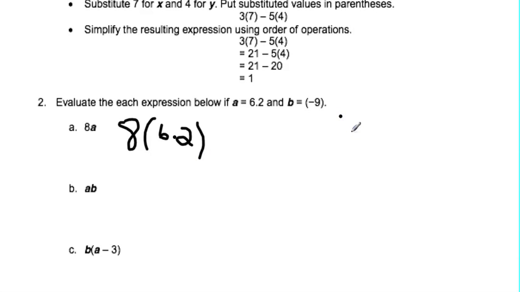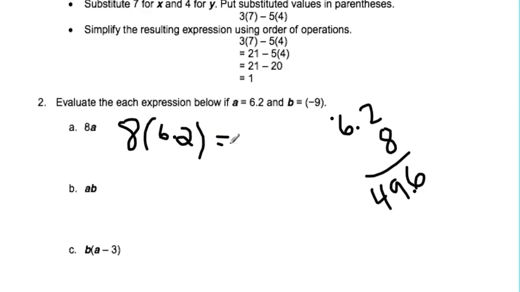Well, if we take 6 2/10 and multiply it by 8, eight times 2 is 16. Carry the 1. 8 times 6 is 48 plus 1 is 49. There is one decimal place. So 8a, if a was 6 2/10, would be equal to 49 6/10.